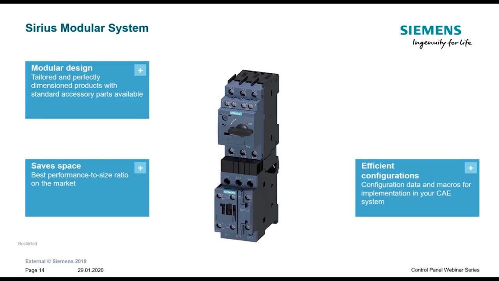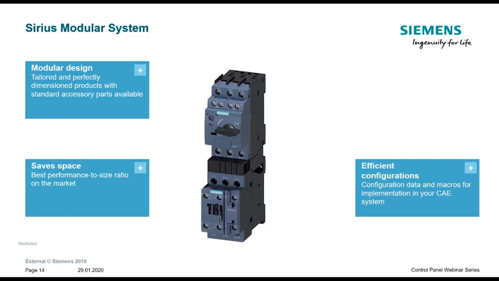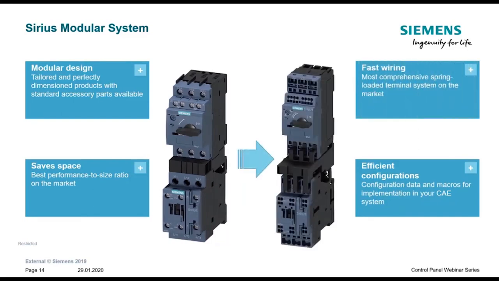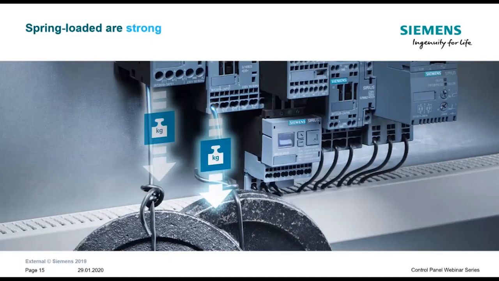Well, let me answer a little bit of these questions. So let's have a closer look at the Sirius modular system. The system is available in both screw type and spring-loaded terminals. The basic features to expect are a modular design with tailored and perfectly dimensioned products that can be expanded with standard accessory parts. It saves space. Actually, we have the best performance to size ratio on the market. And we also have an efficient configuration based on CAE systems for the implementation. But actually, I want you to start and move towards this. These connections give you fast wiring in the most comprehensive spring-loaded terminal system on the market.